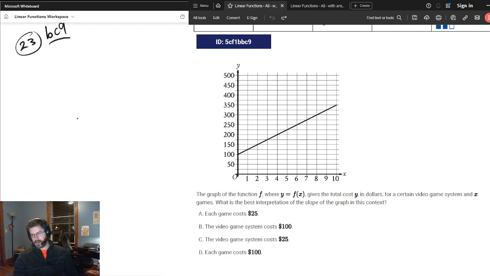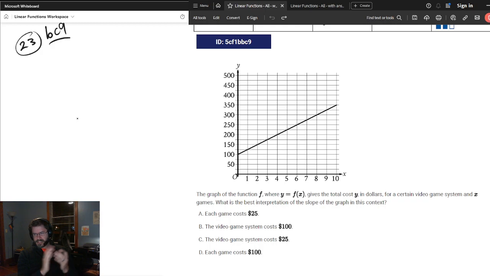BC9. Graph of the function gives a total cost y for a certain video game system plus x games. So x is the number of games, y is the cost again. You'll notice this trend: x is the number of things, y is the cost for those things. That's a common SAT format.